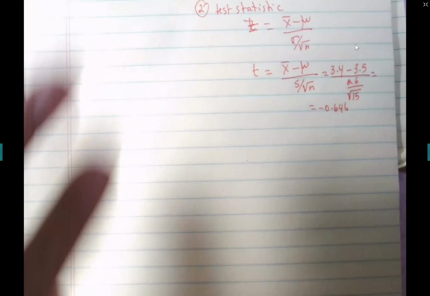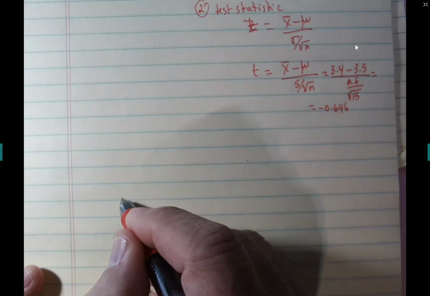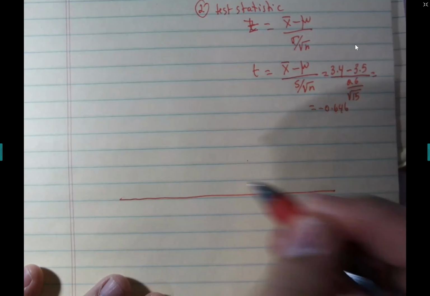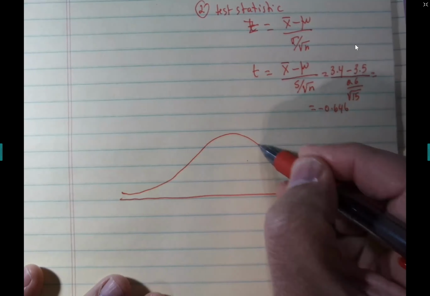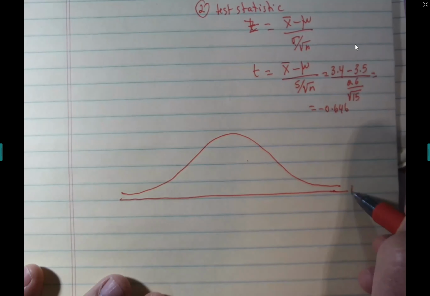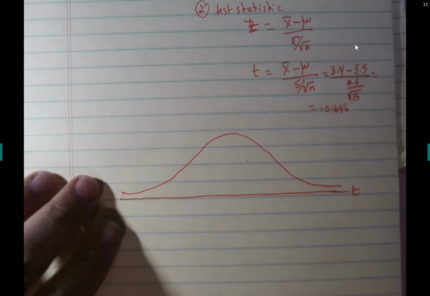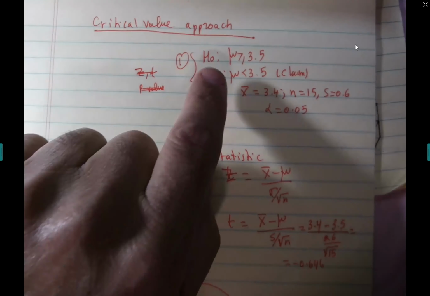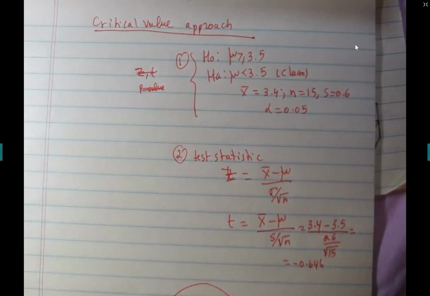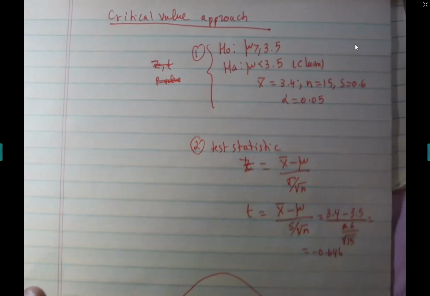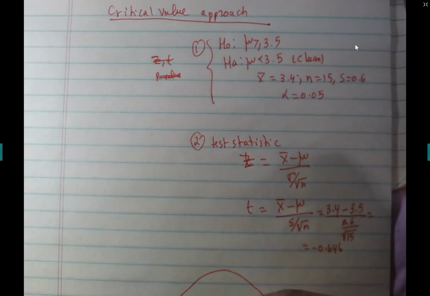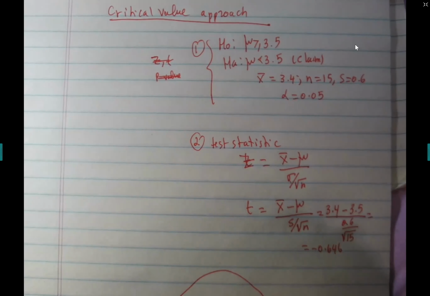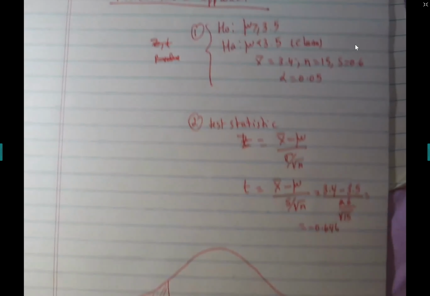It's called the critical value approach. Let me show you how that works. This is a normal curve. It's a T curve. Can you guys tell me whether you think this is a left tail test, a right tail test, or a two tail test? A left tail test. I agree. Why? Because this is less than. So you'll shade just this area to the left, right here.